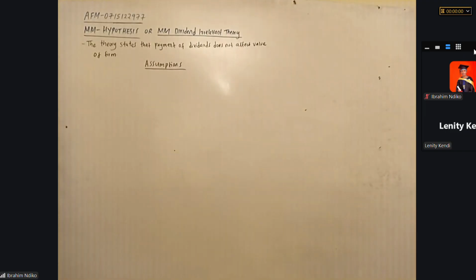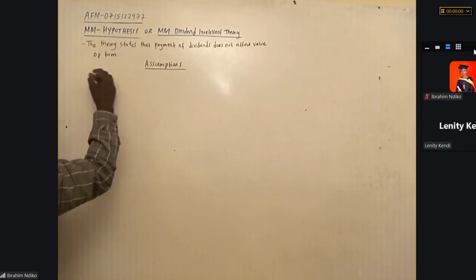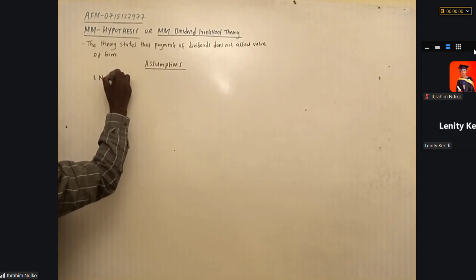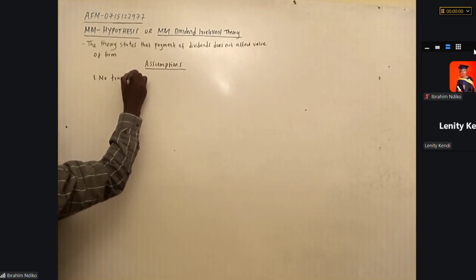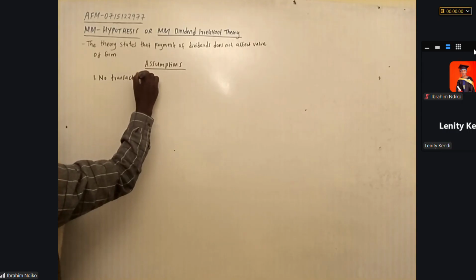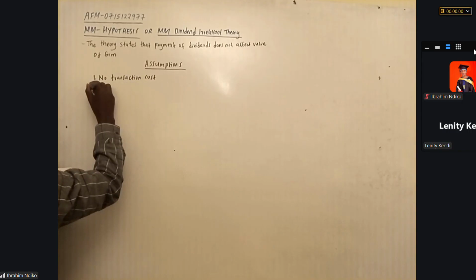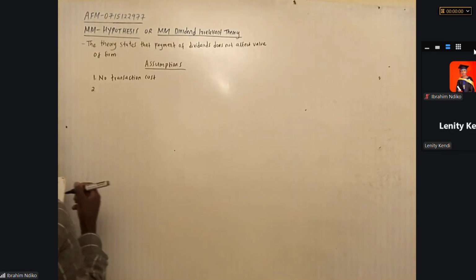So what you need to know is that when we pay dividend, the value of the firm does not change. Sawa sawa. Yeah. So the value of the firm will not change, whether we pay dividend or we do not pay. That's what you need to know. So assumption number one. No transaction cost, which assumes that there is no transaction cost.